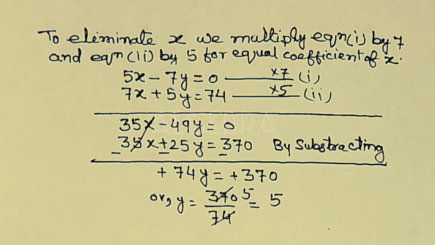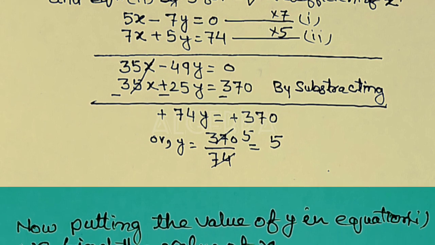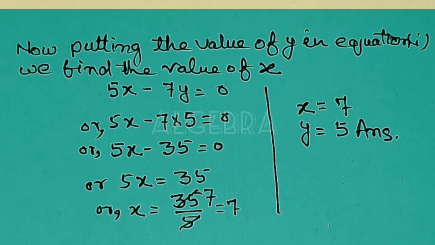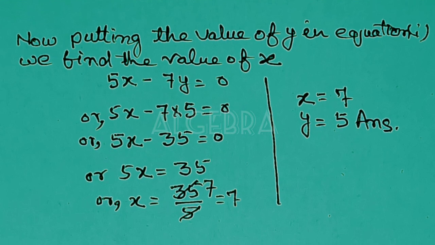= 5. Now putting the value of y in equation 1, we find the value of x. 5x - 7y = 0, or 5x - 7 × 5 = 0, or 5x - 35 = 0, or 5x = 35, or x = 35/5 = 7. So x = 7 and y = 5. Answer.